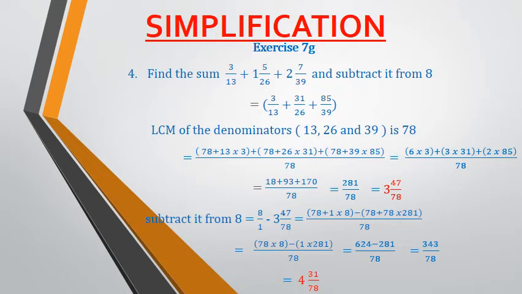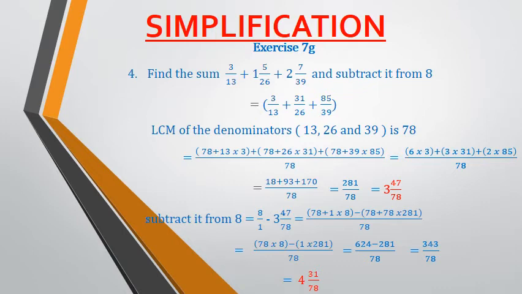Children, as we know that this is an improper fraction, so what we will do? We will change this into a mixed fraction. So 281 by 78 is equal to 3 47 by 78. Now children, the sum of these three fractions is equal to 3 47 by 78. Now we need to subtract it from the whole number 8.